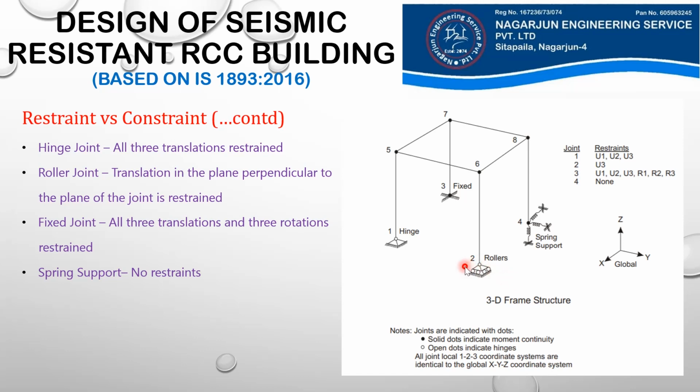Joint 2 is a roller support which only restrains the displacement of this joint in the vertical direction, that is the U3 direction. It is allowed to rotate about all 3 axes, and it is allowed to translate along the x and y axes. Similarly, in joint 3, we have a fixed support. Fixed support means all 3 translations and 3 rotations are restrained. So U1, U2, U3, R1, R2, R3 all are restrained. And at joint 4 we have a spring support. At a spring support, none of the displacements are restrained, so the restraints are none. The same is written here.